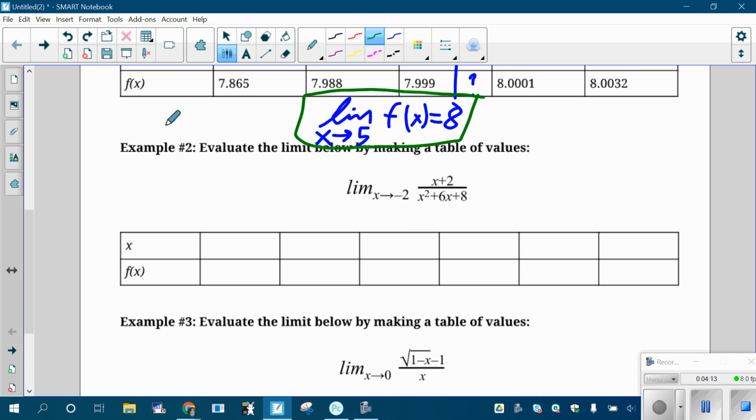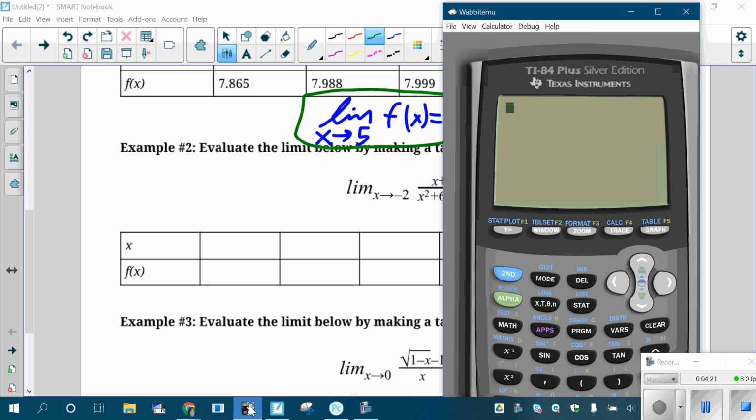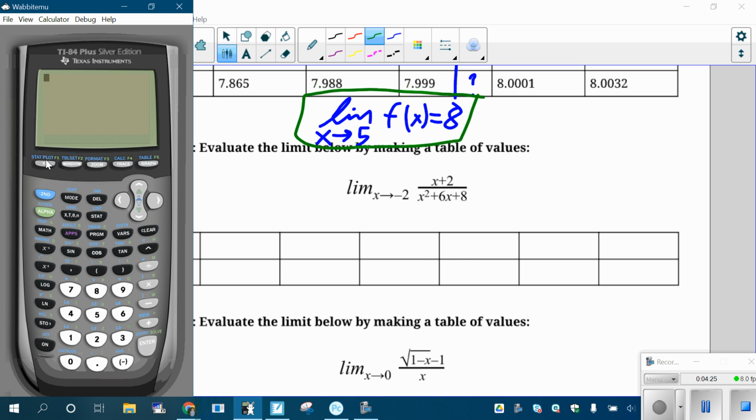Two more examples here. Sometimes they're not going to give us a table. We have to make the table ourselves. I'm going to show you how to do that on your graphing calculator. It's pretty easy. Hit your y equals. Type in the equation.